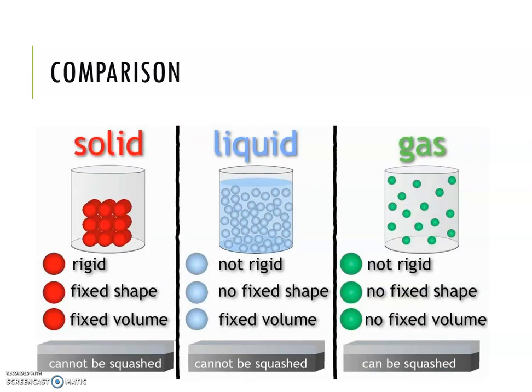So if we go ahead and compare these three, and look at some of these properties, solids are rigid, and liquids and gases are not. Solids have a fixed shape. Liquids and gases take the shape of their container. Solids have a fixed volume. Liquids will have a fixed volume, but gases do not have a fixed volume. We can't really squish or compact solids or liquids any more than they are, but we can with a gas.